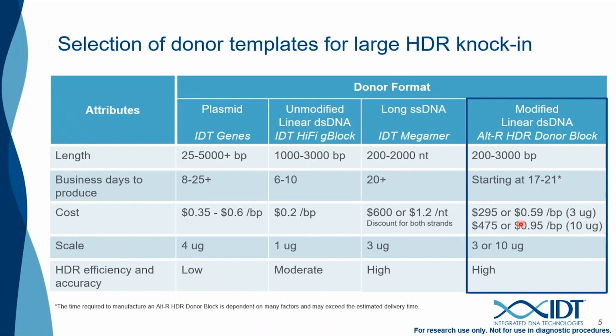These donor blocks are also a more cost-effective solution. So you can see we are going up to a 10 microgram scale. 3 micrograms is great for microinjection, but is a little limiting for cell culture work. And so we are going up to a higher yield there. And you can see here that the prices are also cheaper for both yield options relative to the megamer.